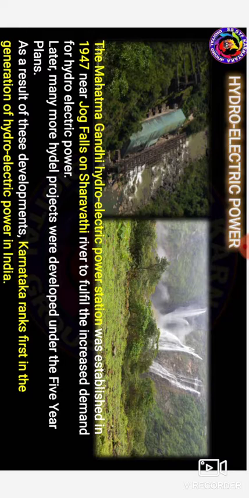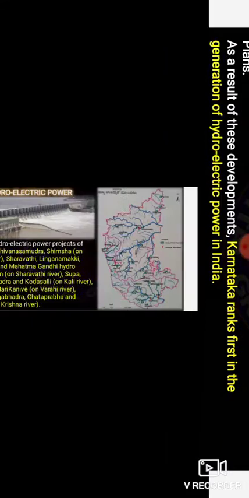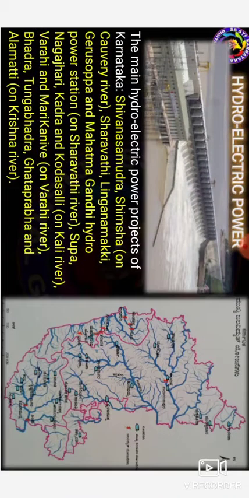Later on, more hydro projects were developed under the 5-year plan. After the 5-year plan, more hydroelectric power was used on so many rivers. As a result of these developments, Karnataka ranked first in generation of hydroelectric power. So which are the main hydroelectric power projects of Karnataka?